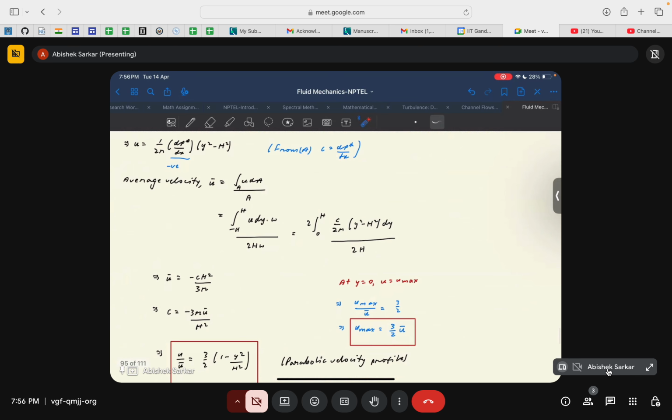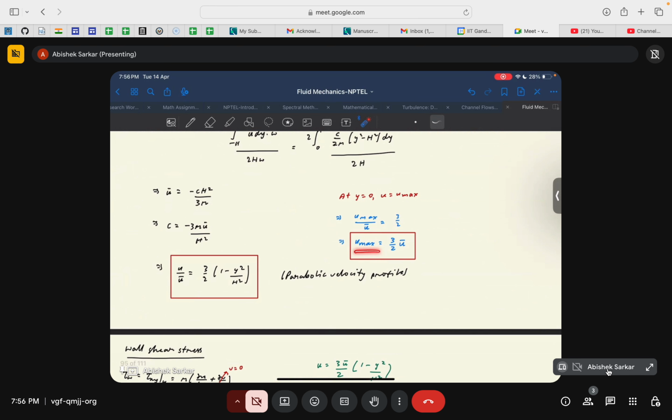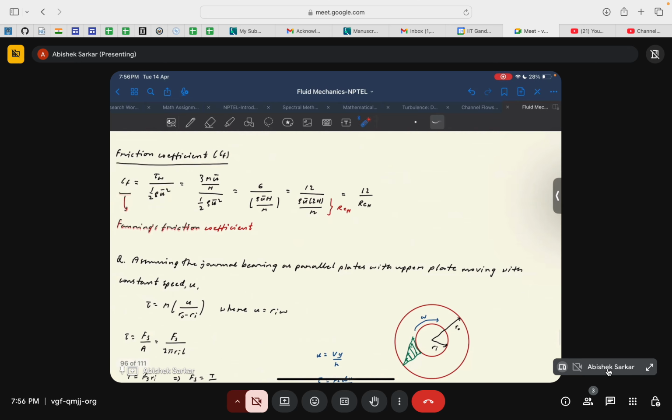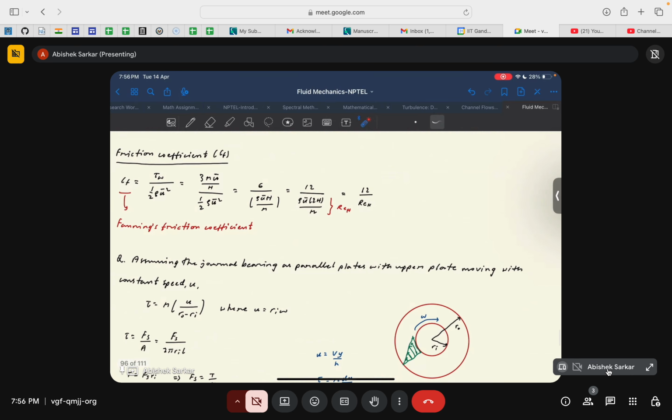Okay, then there was the concept of average velocity that was found out using these equations, and we found out the relation between the maximum velocity in the flow field and the average velocity, which was u max to be 1.5 times the average velocity. In the case of flow between two parallel plates, the fanning friction factor was found out to be 12 divided by the Reynolds number represented in terms of the channel depth, okay, or half channel depth from this equation. No, it is full channel depth, I guess.